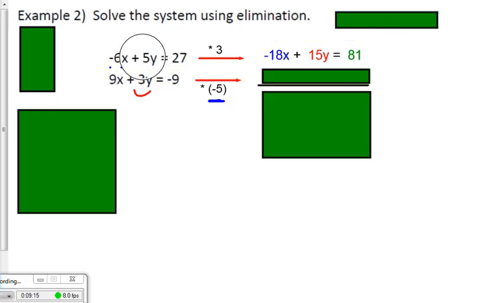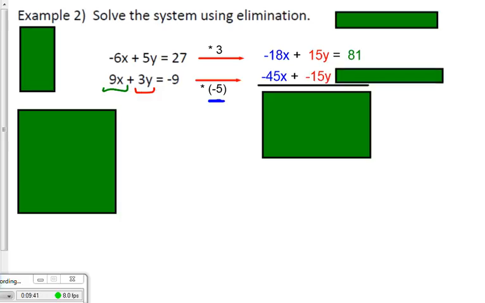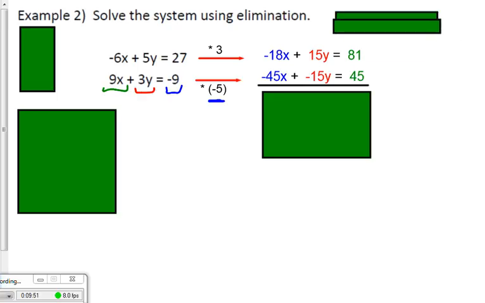Now I need to look at my bottom equation. I'm multiplying each piece by negative 5. So if I look at 9x and I'm multiplying it by negative 5, well, 9 times negative 5 is negative 45. So I have negative 45x. Similarly, I've got 3y. 3y times negative 5 is going to be negative 15y. And our last chunk here is negative 9 times negative 5. Negative times a negative is positive, so it becomes a positive 45.